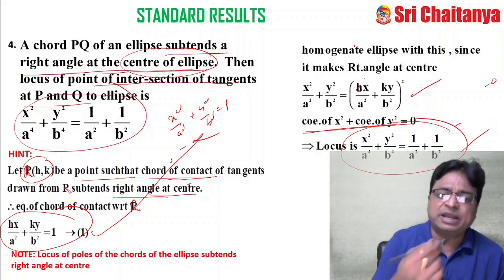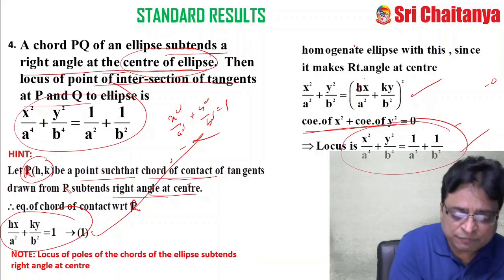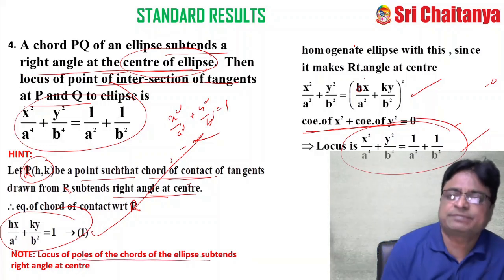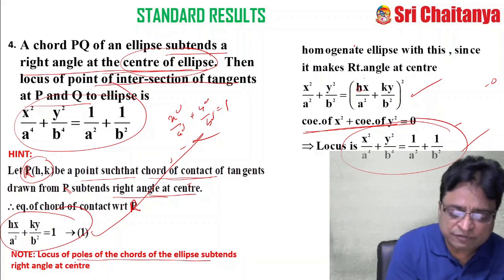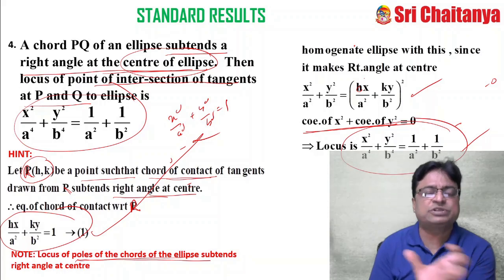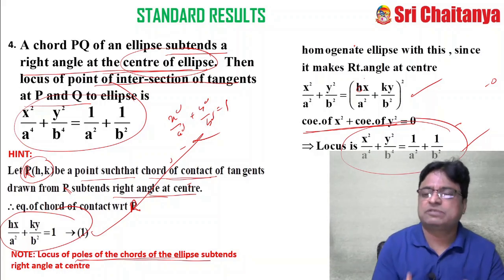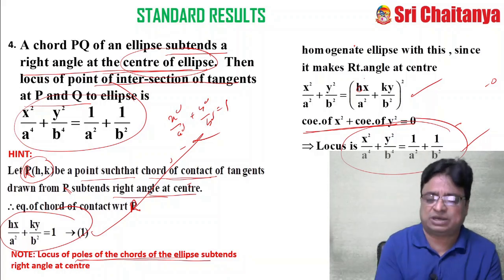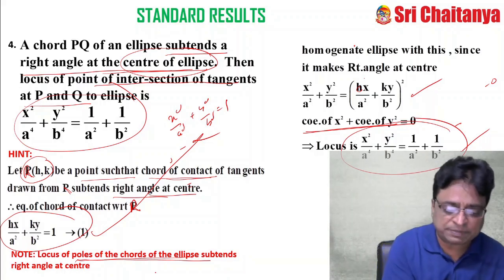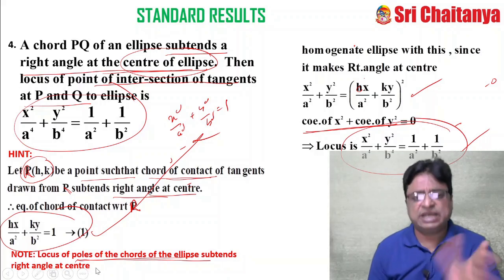But the same statement I can also state as the locus of poles of chords of the ellipse. See the statement, locus of poles of chords. What does it mean? That is the polar. Locus of poles of chords is nothing but the polar. If the polar subtends a right angle at the center, same, same.